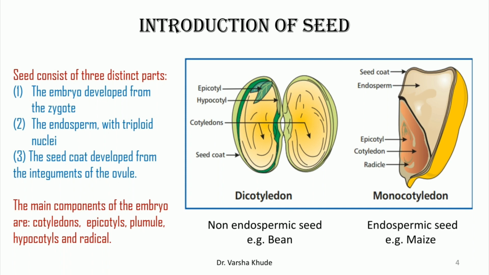The main components of the embryo are cotyledons, epicotyl, plumule, hypocotyl, and radicle. The cotyledons or the seed leaves are attached to the embryonic axis. They may be monocotyledons or dicotyledons. The cotyledons are also the source of nutrients in the non-endospermic dicotyledons. In that case, they replace the endosperm and become thick and leathery. In endospermic seeds, the cotyledons are thin and papery.